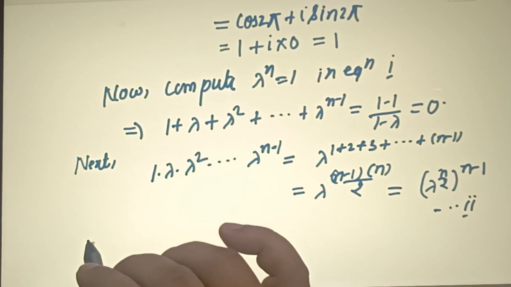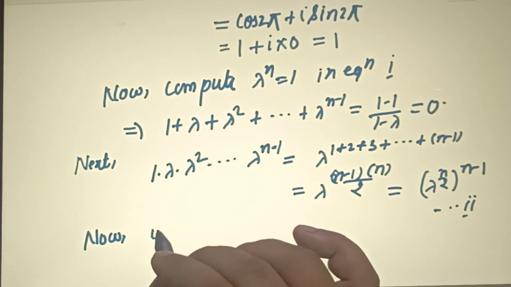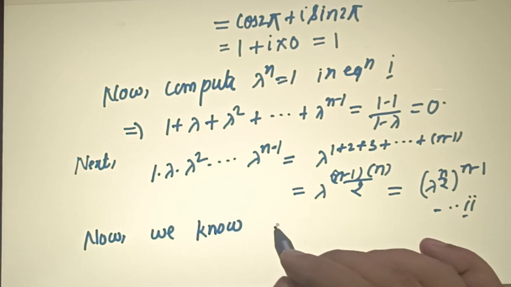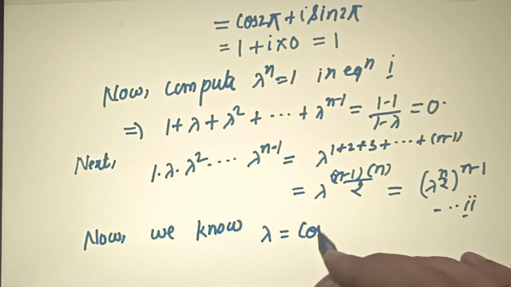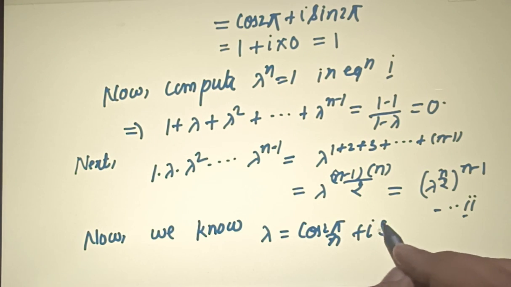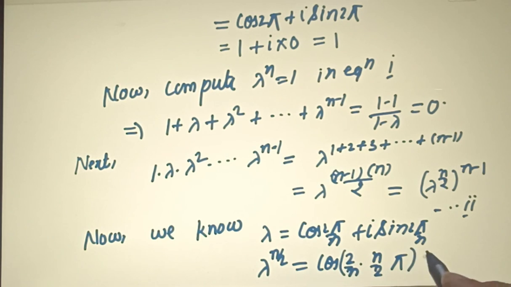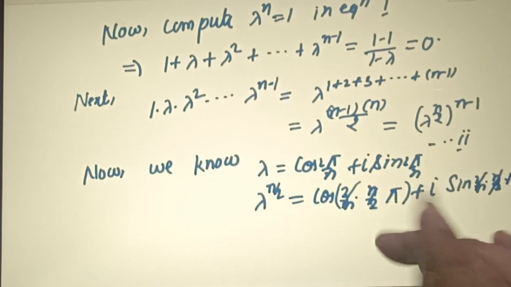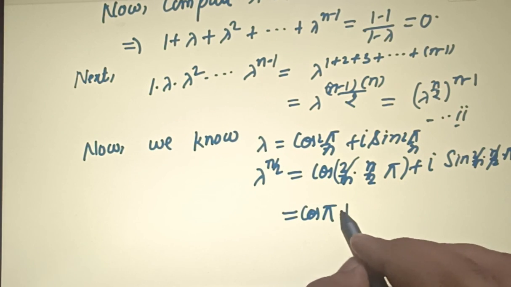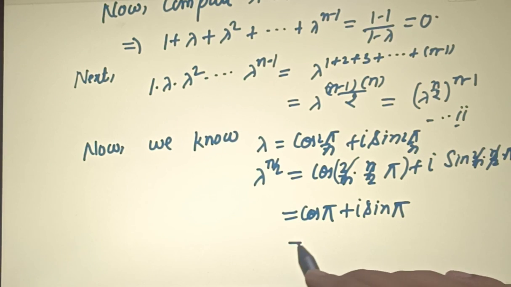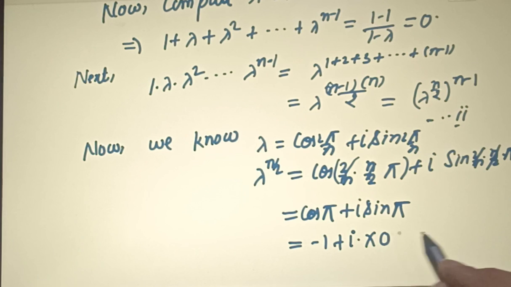Now we calculate. We know lambda equals cos 2 pi by n plus iota sine 2 pi by n. Then what about lambda to the power n by 2? It is cos 2 pi by n into n by 2, and then by de Moivre's theorem, plus iota sine 2 pi by n into n by 2. So it is cancelled out, and you will get cos pi plus iota sine pi. Obviously the value of cos pi is minus 1 and iota into sine pi is 0. So you will get minus 1.